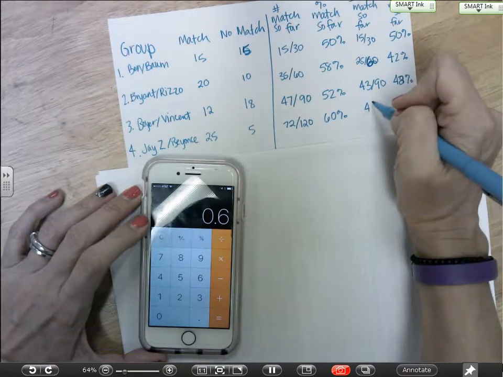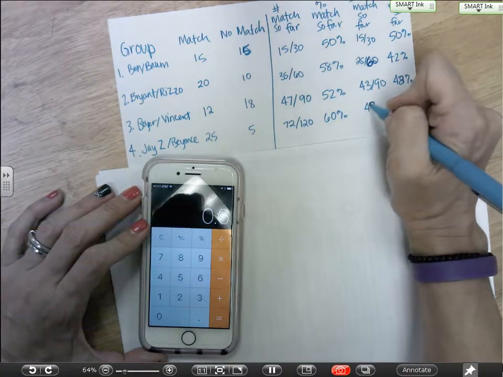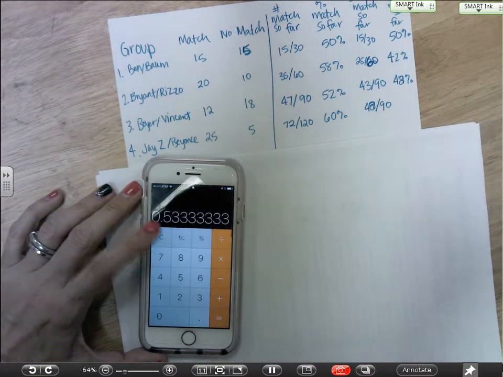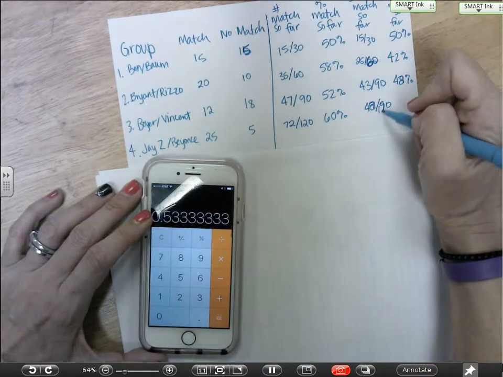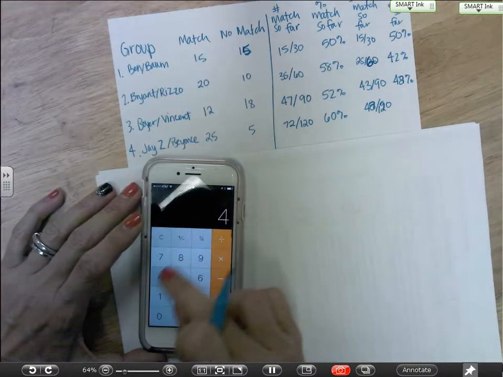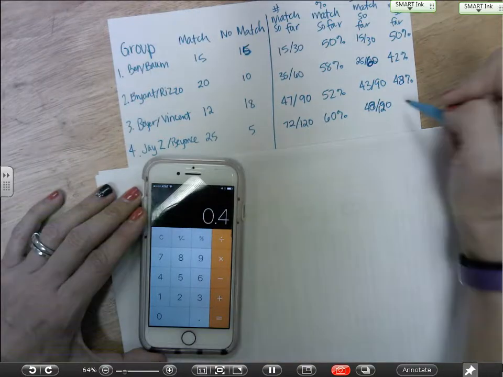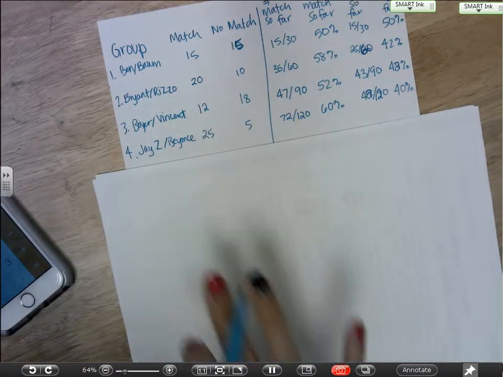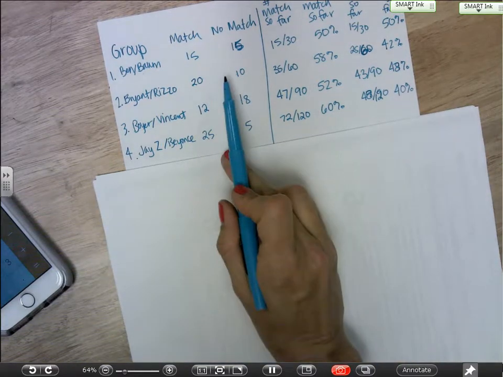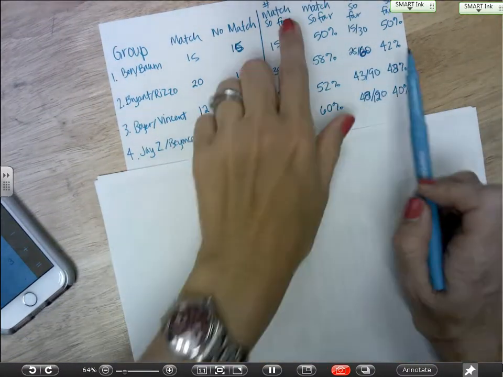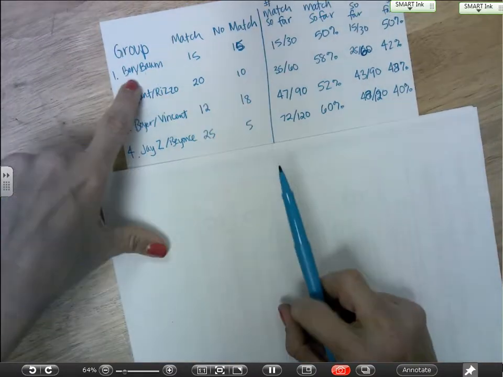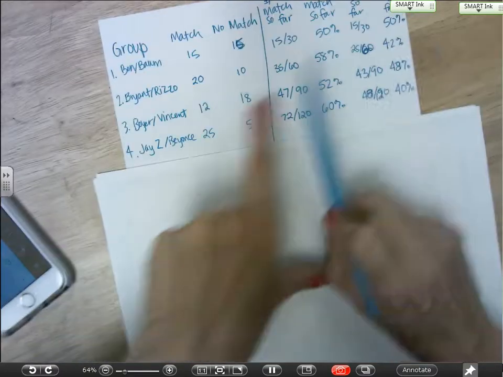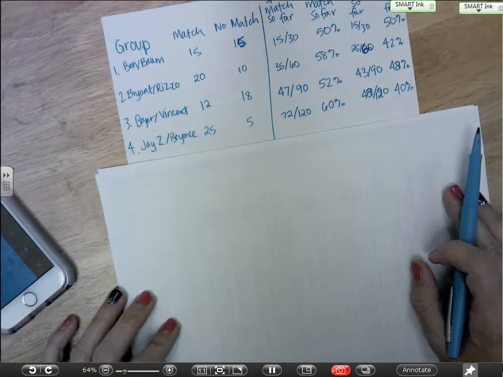And then 48 out of 90. Oh, gosh, I did it again, you guys. 48 out of 120 is 40%. Okay, so that should be a good demonstration for you on how to complete your chart with the whole class data. So you're taking everybody's data and you're adding it in and keeping a running total as you calculate out the percents.